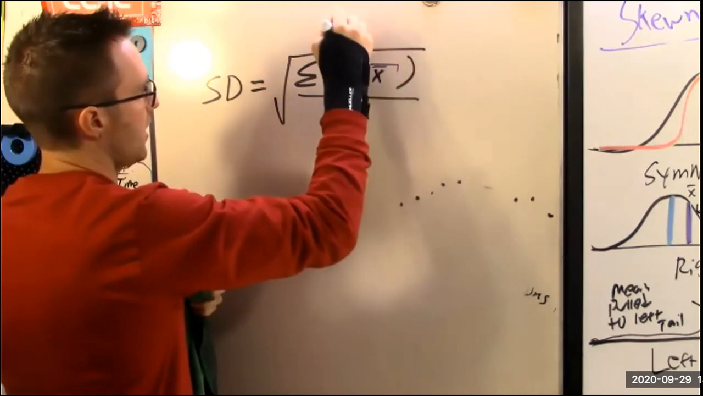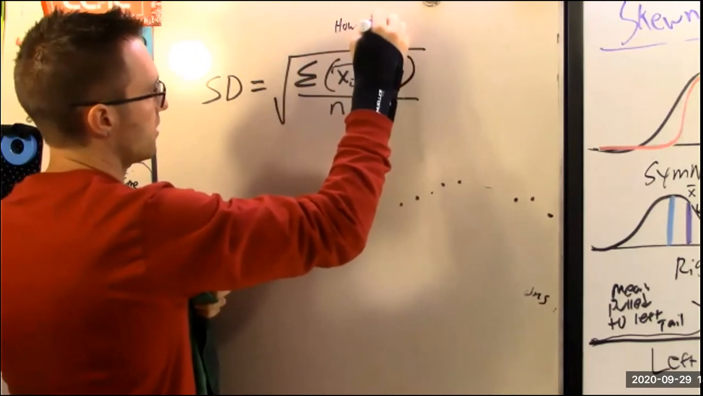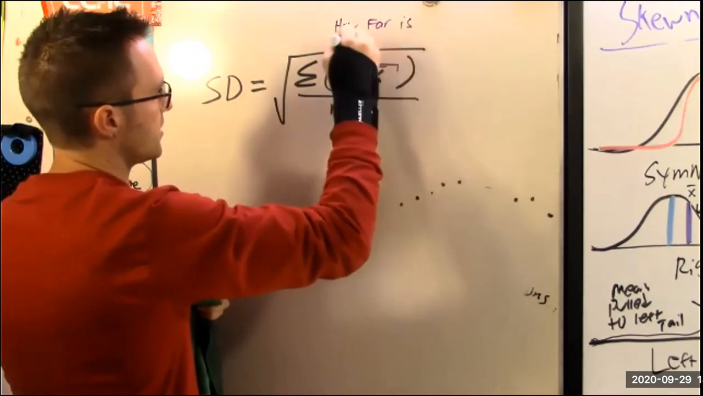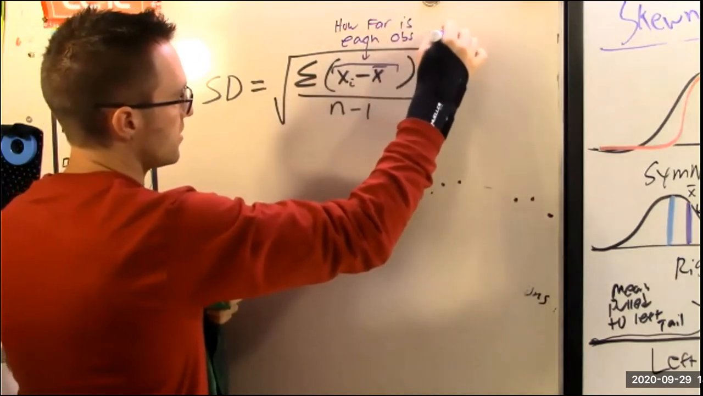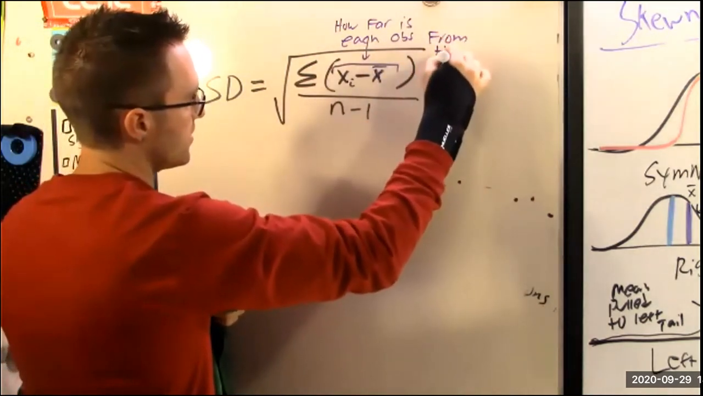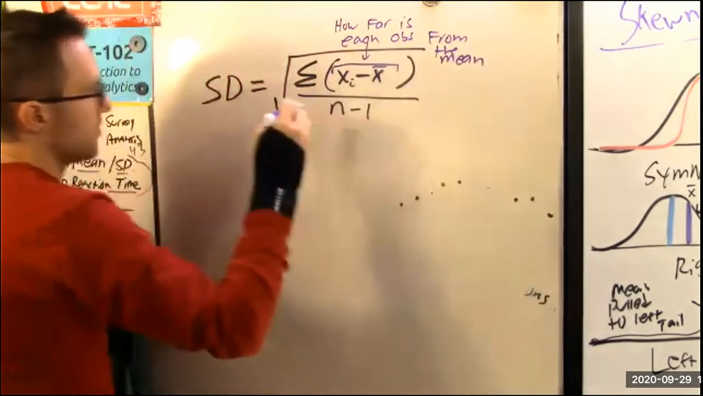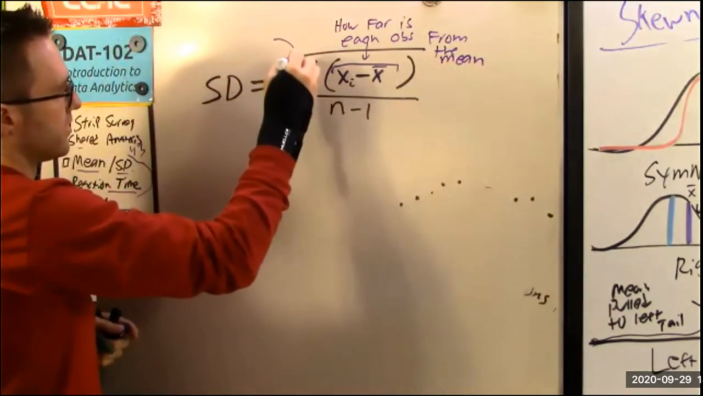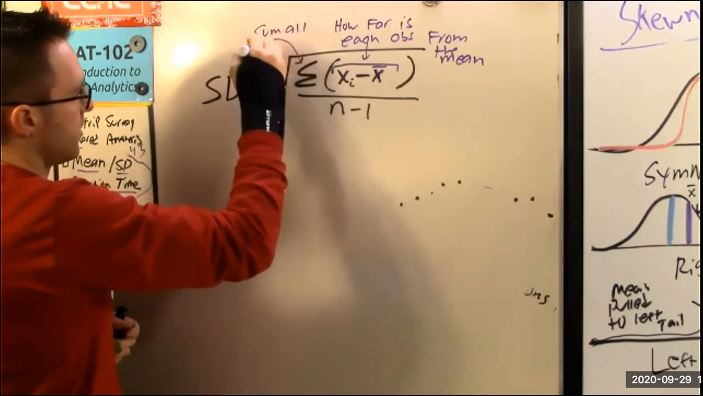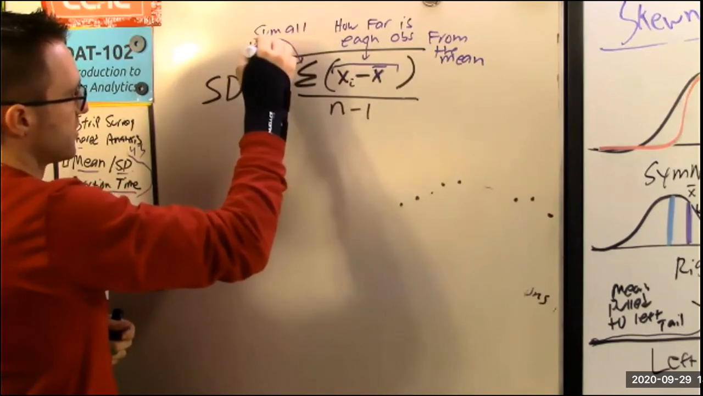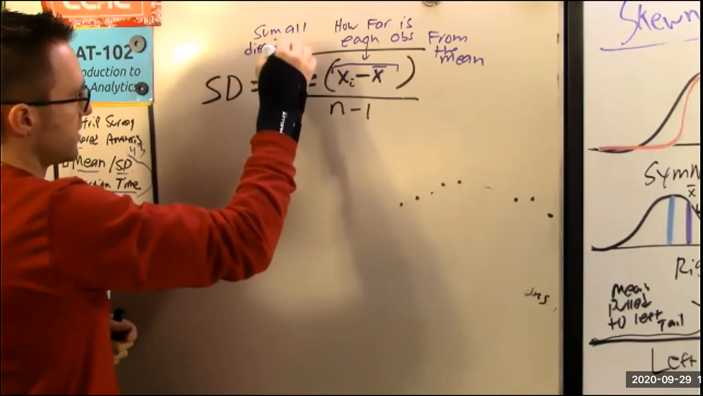So we find out how far each observation is from the mean. And we add up all of those differences. So sum all the differences from the mean.